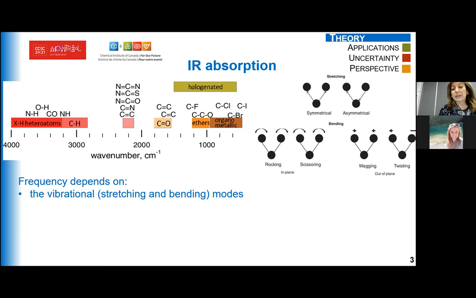Also here on the right side, you can see the main vibration modes that we can detect with IR. These are the stretching, which is in the same plane as the bond and follows Hooke's law. And then we also have the bending vibrations, which can be in the same plane or out of plane. So we have stretching and bending vibrations.